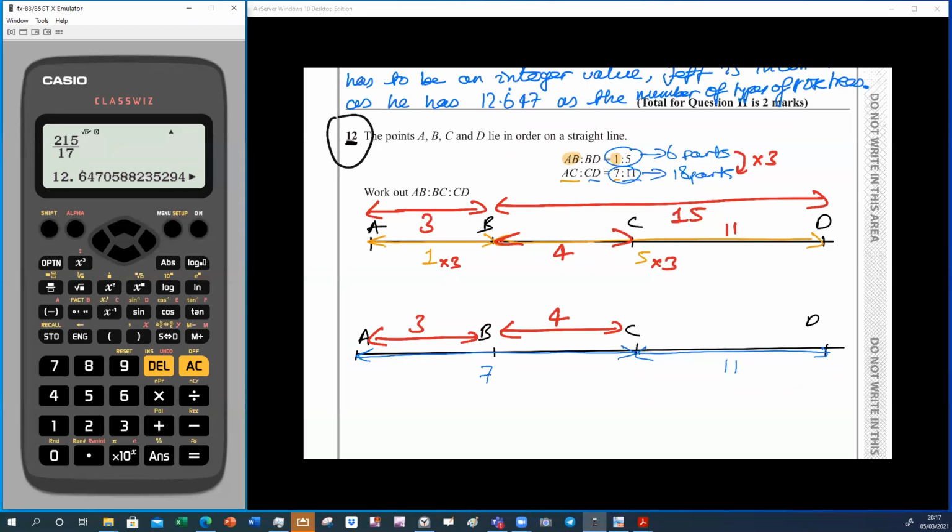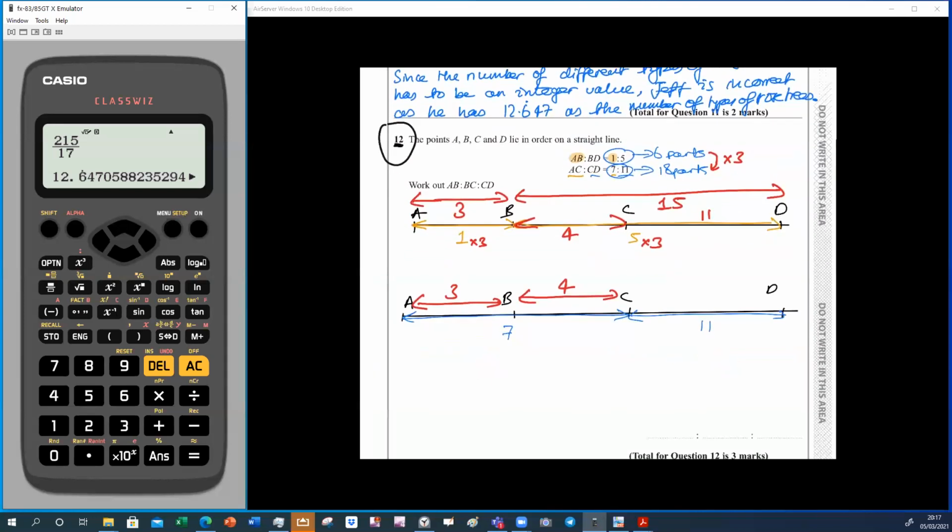It's 11. So what is the question asking us to do now? It's saying to us, do A to B to C to D. So what is A to B now, really? What's the true value of A to B? 3. And what's the true value of B to C? 4. And what's the true value of C to D, which you get from the bottom or the top? 11. Done. So this is one of those strange questions that you would never really do in a textbook in school.